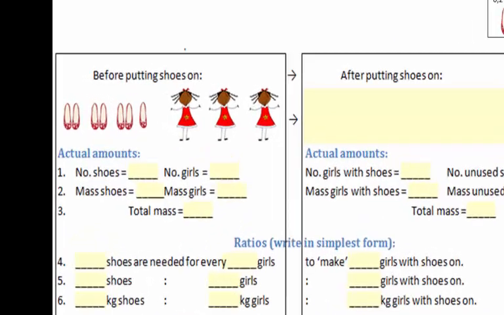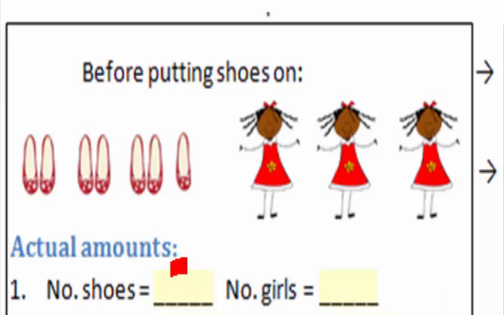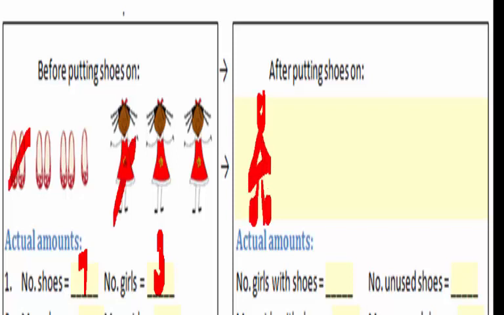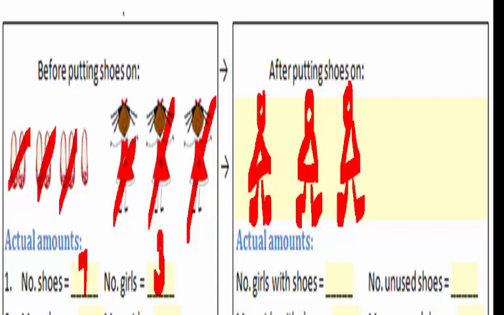And let's say that we have a situation shown here where we have 7 shoes and 3 girls. And then they put the shoes on. So the first girl gets her shoes, and the next girl gets her shoes, and the third girl also puts on her shoes, and we are left with one single shoe with no owner. So now we have 3 girls with shoes on, and we have 1 unused shoe.